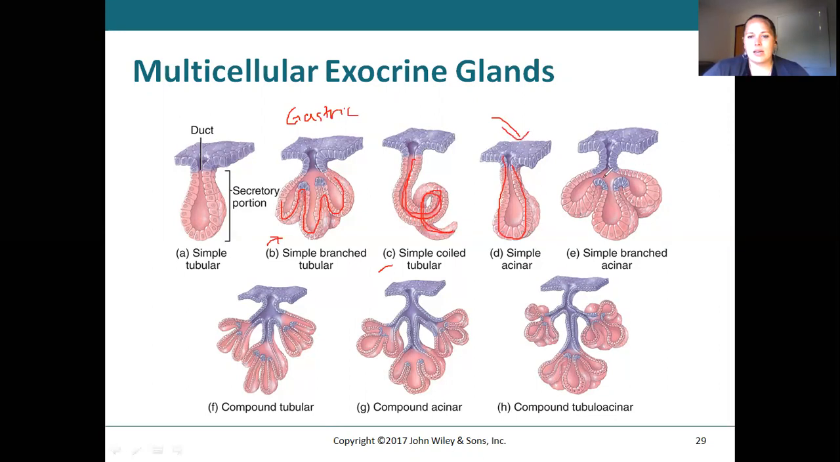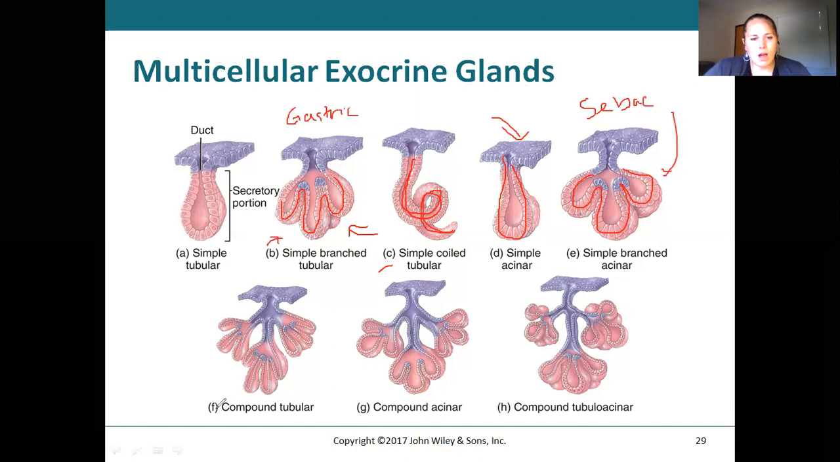Next here you can see the simple branched acinar. Again, these are a little bit more rounded at the bottom because someone could make the argument that they look very similar to the simple branched tubular, but they're not so much tube, they're a little bit more bulb. And because of that, you see the nomenclature change. And the sebaceous glands are going to be an example of the simple branched acinar.